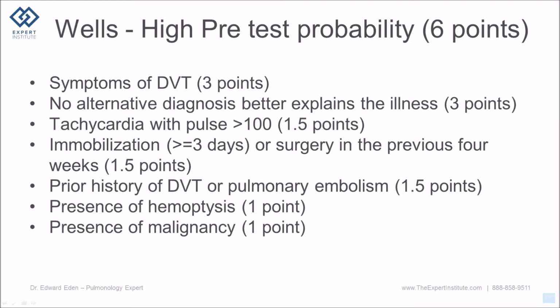Symptoms of DVT, for example, unilateral leg swelling. An alternative diagnosis is not present. That's very important. High pulse rate, a history of long car travel or plane travel or surgery, a prior history of pulmonary embolism or venous thrombosis, and the presence of malignancy or coughing blood. So a score that's higher or equal to 6 points would increase suspicion for pulmonary embolus and lead to further diagnostic testing.